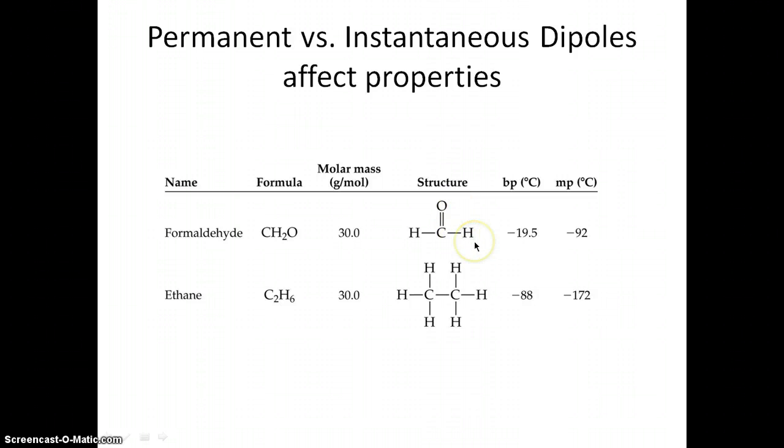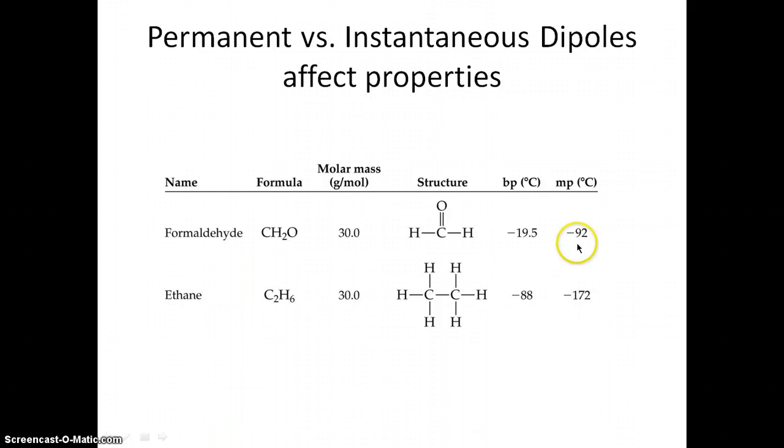And formaldehyde, its permanent dipole, what's interesting about it is that notice its melting point is negative 92 degrees Celsius. Ethane, however, which has only an instantaneous dipole, meaning that it's only polarizable instantaneously, and it has London forces, and that's how this molecule sticks to other molecules like it. Its melting point is at negative 172 degrees Celsius.